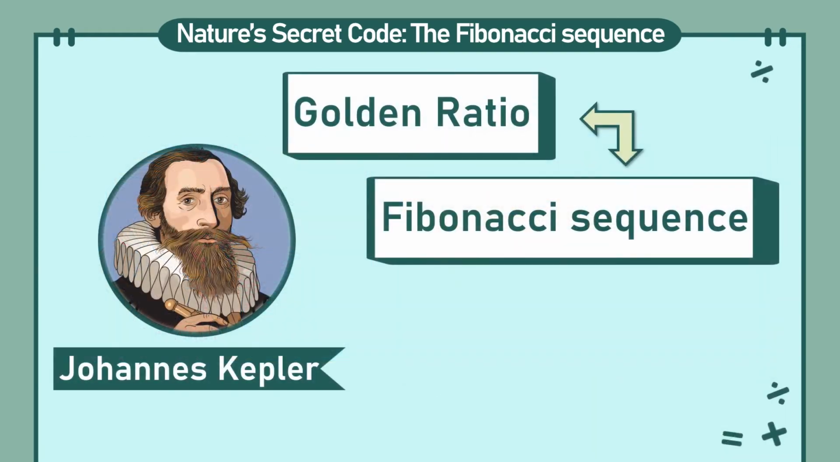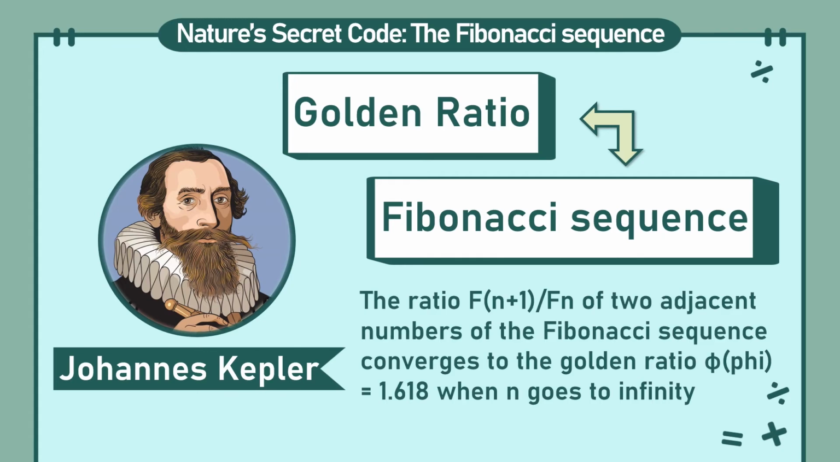As mentioned earlier, the Fibonacci sequence is closely related to the golden ratio, which was pointed out by German astronomer Johannes Kepler. The ratio F_(n+1) over F_n of 2 adjacent numbers of the Fibonacci sequence converges to the golden ratio phi when n goes to infinity, and this ratio can be easily found in nature.